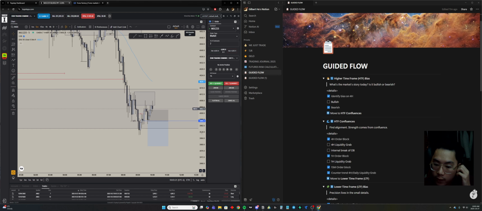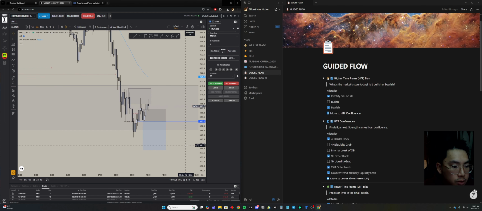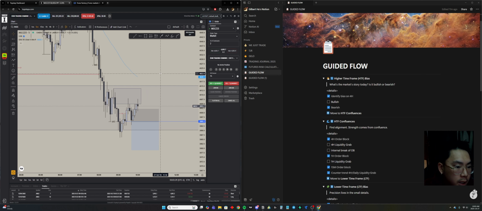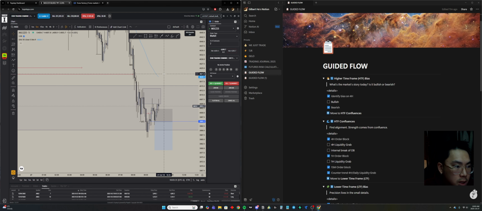So I think I could have just held off if I really wanted to, but I wanted to take the setup because it was there and it was pro trend, so I'm not mad at it. It is still a valid setup to take.